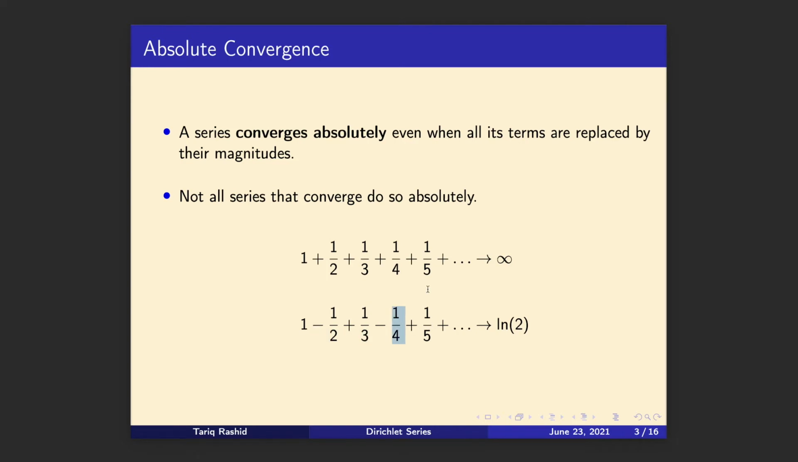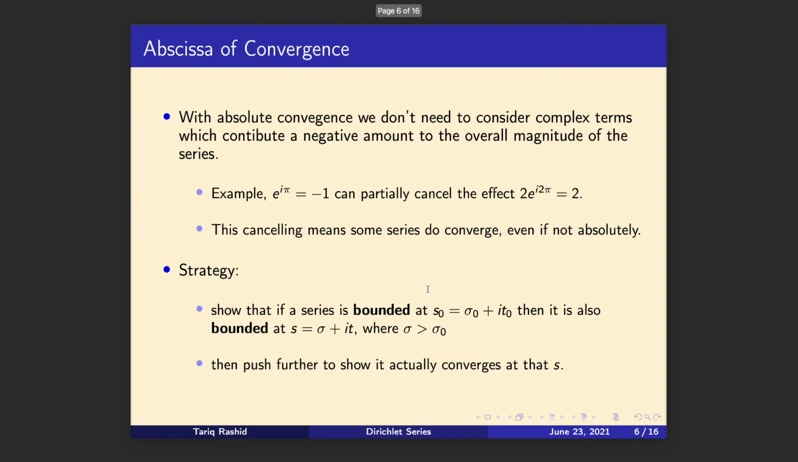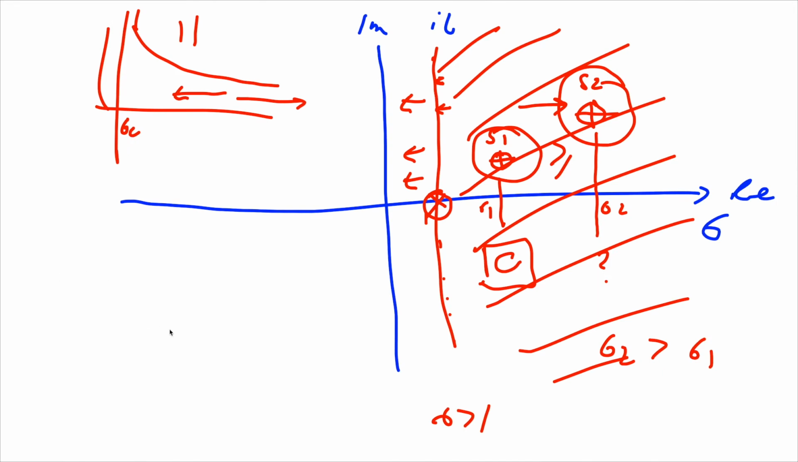In the harmonic series, they grow so fast that it diverges to infinity, but the negatives here counteract that growth. When it comes to complex numbers, the same thing can happen, and this is a very simplistic example where we say e to the i pi, that's minus 1, can cancel partly the effect of another term which might be 2e to the i 2 pi. So you can see in this simpler example with complex numbers that this term limits the growth of this term, so 2 minus 1.